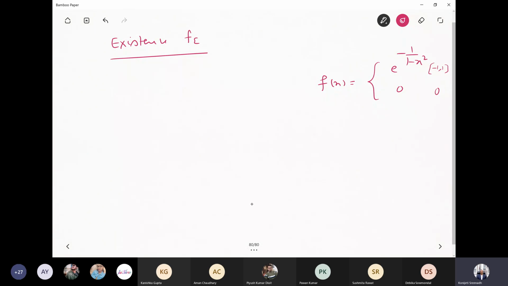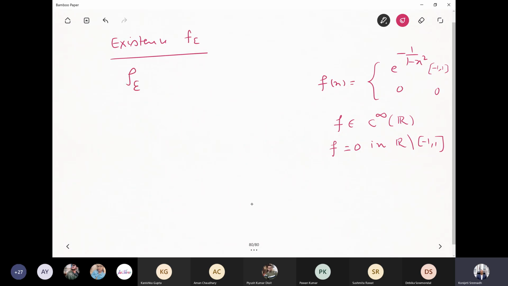So this function is a smooth function. This f is going to be a C infinity function, and f is 0 in R minus (-1, 1). Okay, and moreover, this is a smooth function. It is differentiable at 1 and -1. These things you can check.